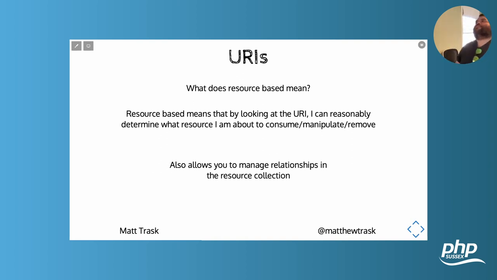If I do a conference one, let's say elephants.com/sunshineHP, then I'm expecting that I'm going to get all of the elephants that have come back from sunshineHP right here. If I do elephants.com/blue, I expect all my blue little elephants to come back. I have a few of them laying around, so I'd expect 3 or 4. And so that would make sense logically as to what I'm going to get back in my data when I see the URI. It also allows you to manage relationships in the resource collection as well, which we'll look at in just a second.